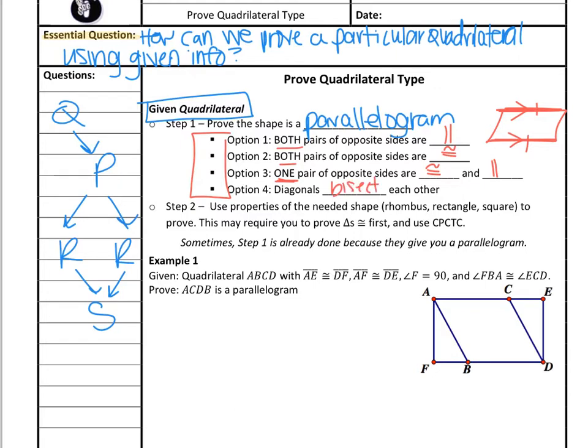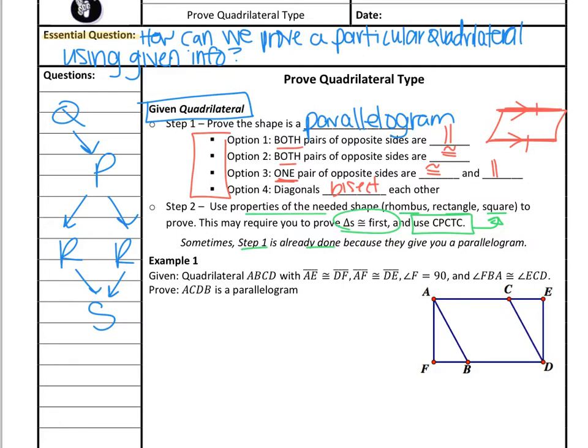Once it's proven that it's a parallelogram, then we're going to move on to step 2, using the properties of the needed shape, such as rhombus, rectangle, or square, in order to prove. Sometimes you have to prove the triangles congruent first, use CPCTC, and then show that it's one of these things. Also, sometimes step 1 is already done because they might give you a parallelogram, but it doesn't always happen.